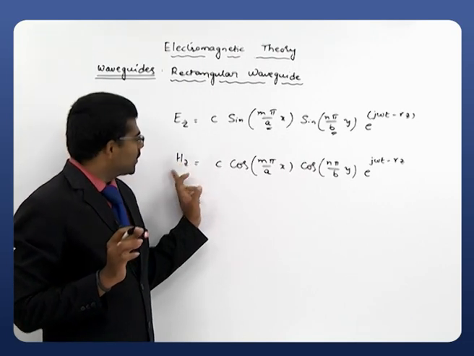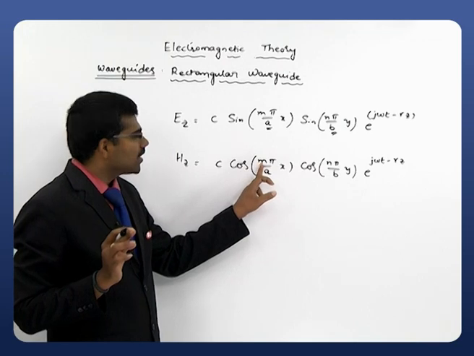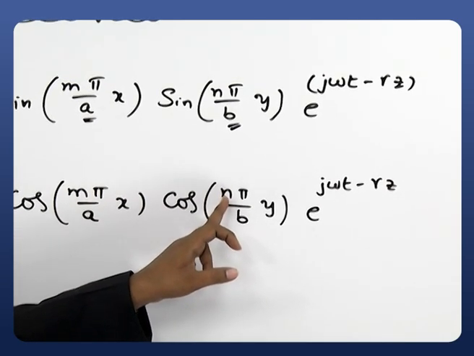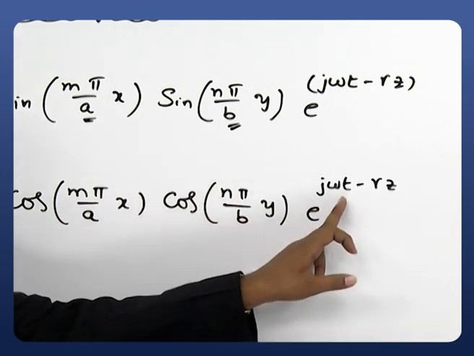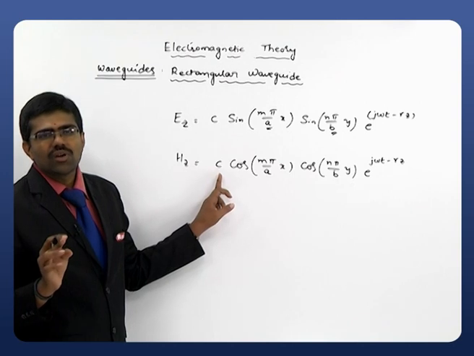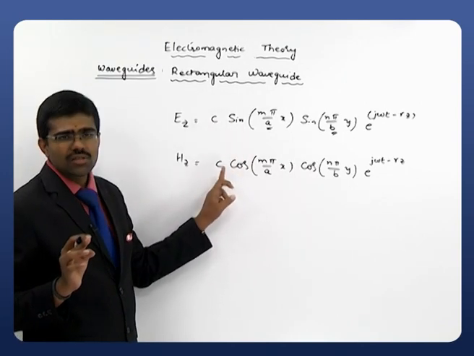If you go for the analysis of this Hz, it is similar to Ez. Here also m is the number of half wave variations along the x direction, and n describes the number of half wave variations along the y direction. It is time varying, traveling in the z direction, and this is the magnitude of our magnetic field. Clearly, these are the two equations that we have.